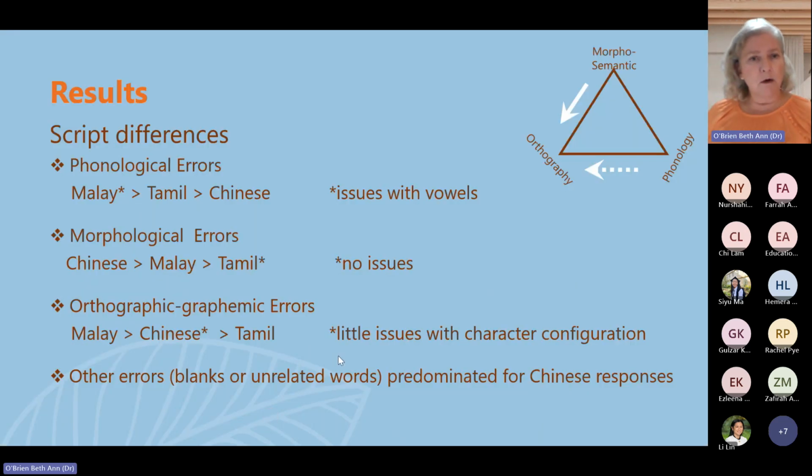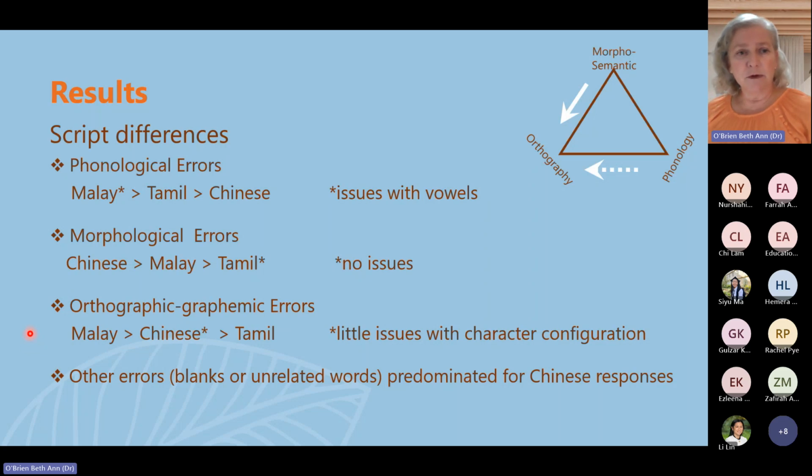Okay, so overall, the results from this first study showed that there were more phonological errors made in Malay script as compared to Tamil, and the least for Chinese. Malay script, again, mainly had issues with representing vowel sounds. For morphological errors, it was in the order of Chinese script yielding more morphological errors as compared to Malay, and then Tamil had the least. Actually, there were pretty much zero types of morphological errors for Tamil.